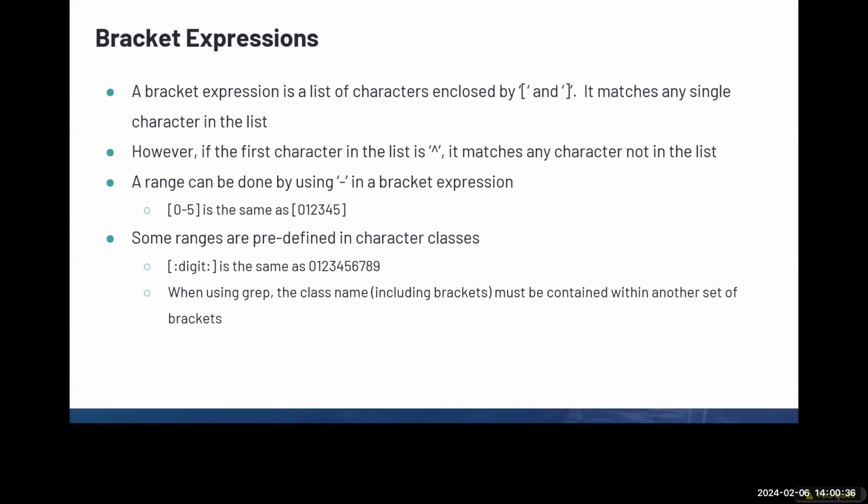Some ranges are predefined in character classes. So if we put the brackets with digit, it's the same as 0, 1, 2, 3, 4, 5, 6, 7, 8, and 9. Now, when using grep, the class name, including its brackets, must be contained within another set of brackets.